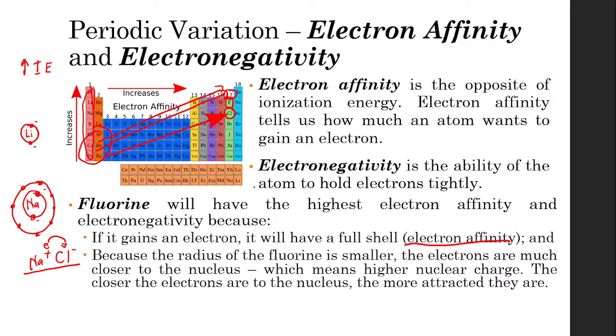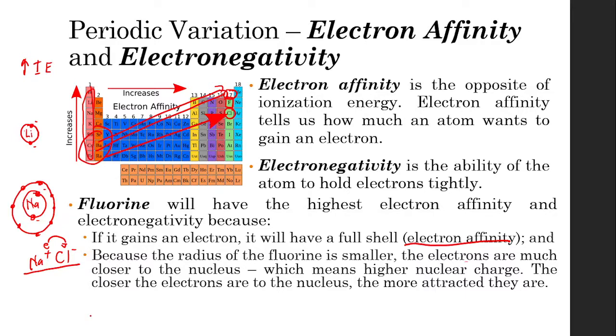And going back, fluorine has the highest electronegativity. It's because the radius of fluorine is very, very small. And the fact that fluorine is very small means the electrons are very close to the nucleus. It means the nuclear charge is very big, so the electrons are really, really attracted to the nucleus. So that is the next 2 trends that we know about the elements because of the periodic table.